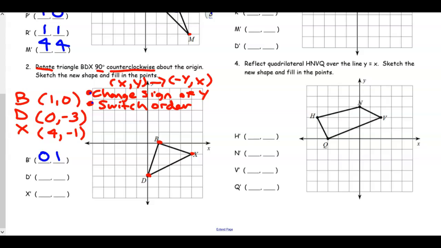So again, these are your 2 steps. So let's change the sign of y. Negative 3 is now a positive 3. So 0, 3, flip it, 3, 0. Good. So the y value here is a negative 1. It becomes a positive 1. The 4, 1, flip it, 1, 4. So notice the order. First you change the sign that's needed, and then you flip it. Now, plot these points. 0, 1, my B prime. 3, 0, my D prime. And then 1, 4. Whoops, it's going to be kind of overlapping here. My X prime.